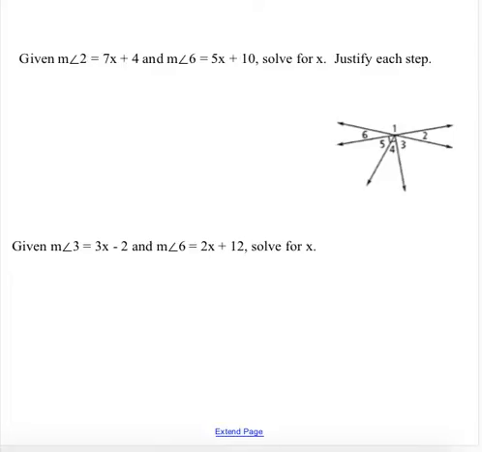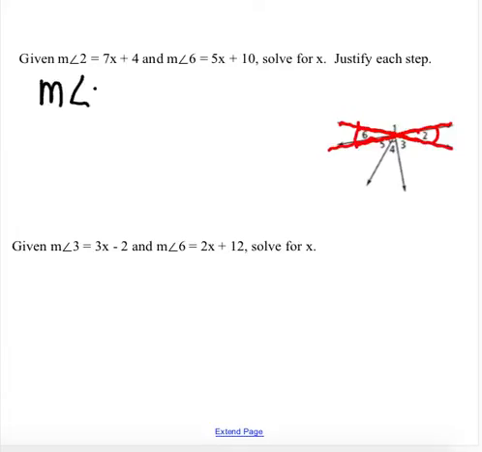Alright. We have a diagram. It says given the measure of angle 2 equals 7x plus 4, and the measure of angle 6 equals 5x plus 10. Solve for x, and we gotta justify again. So angle 2, this angle right here, and angle 6, this angle right here. Well, coincidentally, I think we named those two in the last one. Those are vertical angles because they're made up of the same lines. What I know about vertical angles is that they're the same.